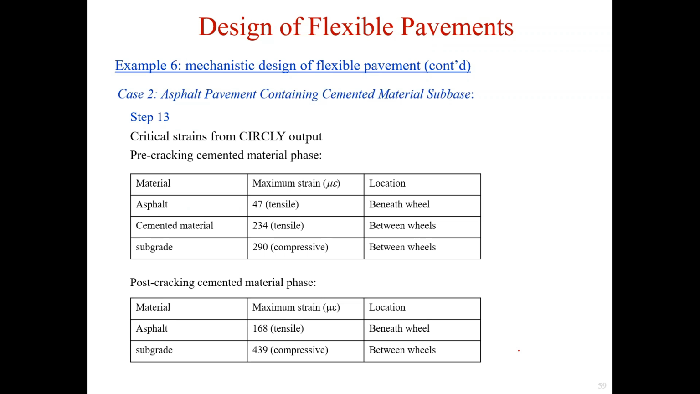The critical strengths from the CIRCLY outputs are the maximum strengths for the pre-cracking cemented material phase, as shown in the top table, and the post-cracking cemented material phase, as shown in the table below. We are able to use these strength values for the calculation of traffic loading.